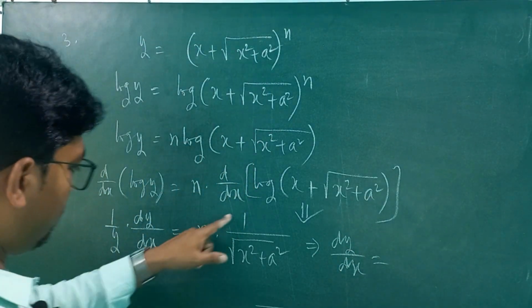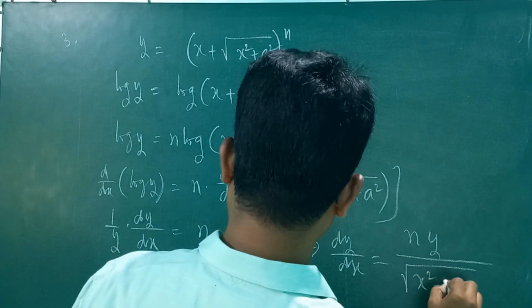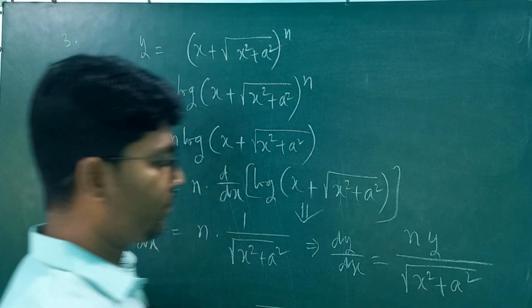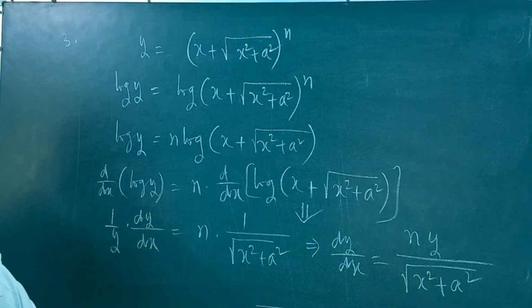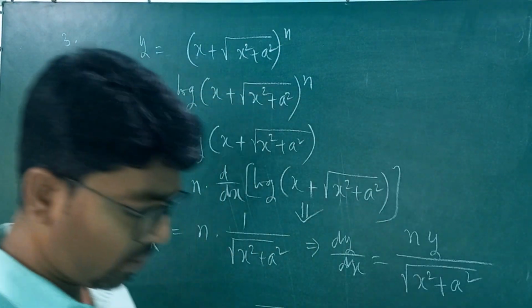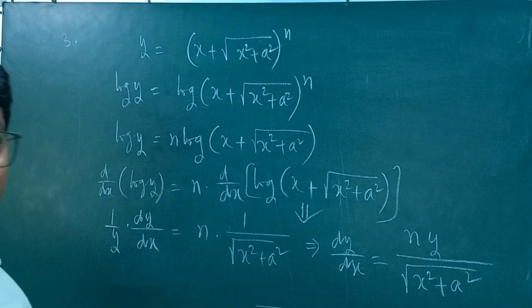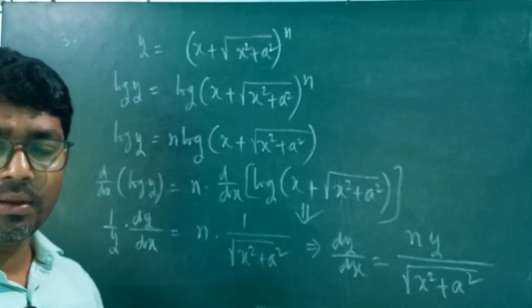This y will come here, y by root over x square plus a square. That is our required result. So in this way, taking log from both sides, we can calculate the derivative in a simpler way.